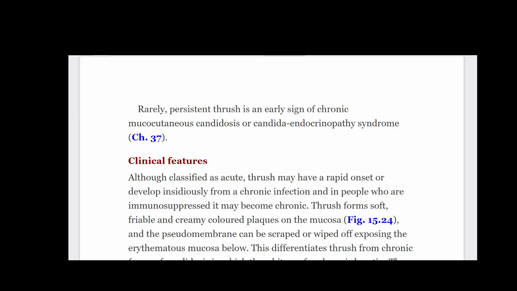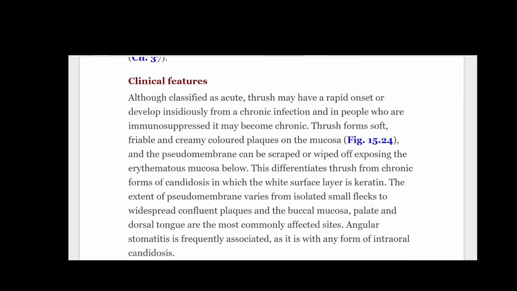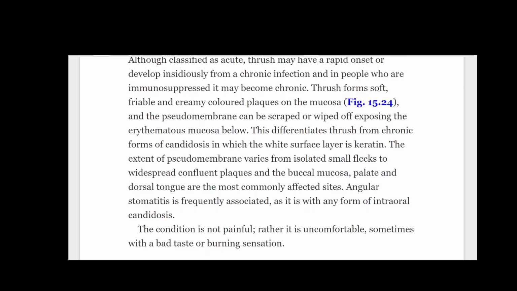The extent of pseudomembrane varies from isolated small flecks to widespread confluent plaques, and the buccal mucosa, palate and dorsal tongue are the most commonly affected sites. Angular stomatitis is frequently associated, as it is with any form of intraoral candidiasis. The condition is not painful, rather it is uncomfortable, sometimes with a bad taste or burning sensation.